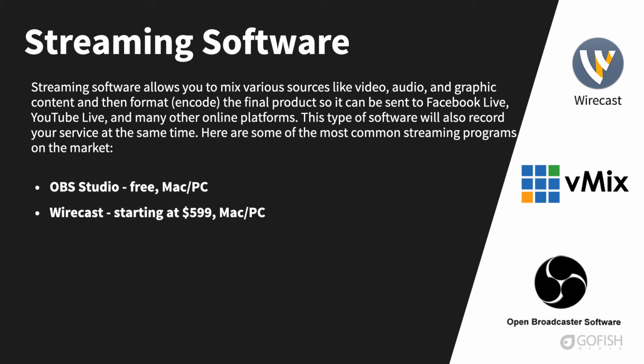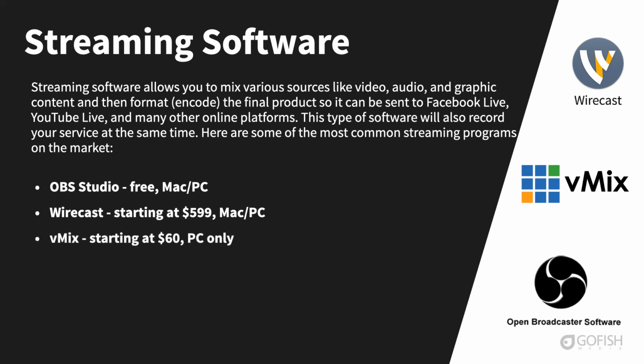So the other one is Wirecast. Wirecast is one that some of you may already be using. We used Wirecast for years and years, and it's a great piece of software. It does start at $599 for a studio license. It is available on Mac or PC, and it is very robust in terms of features, and overall a pretty solid program.